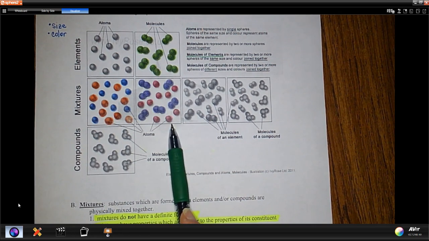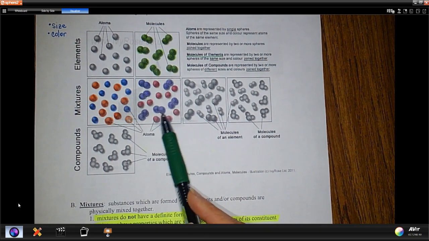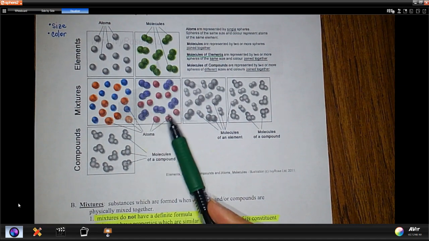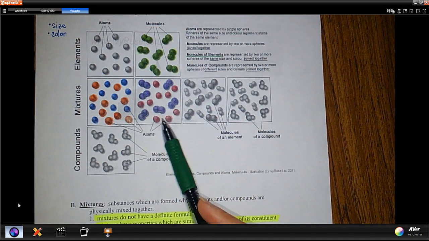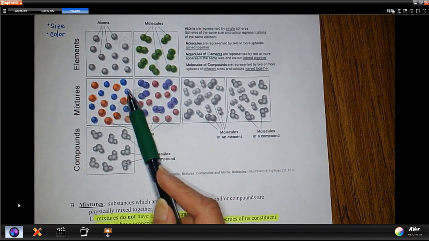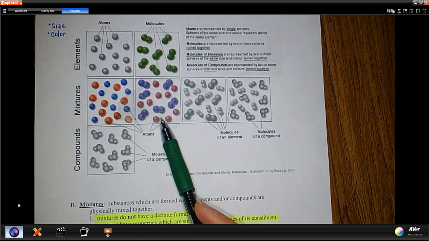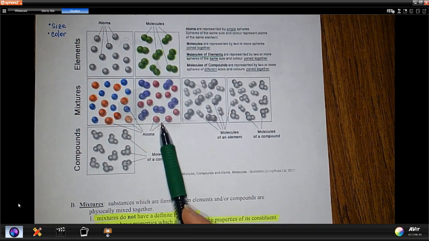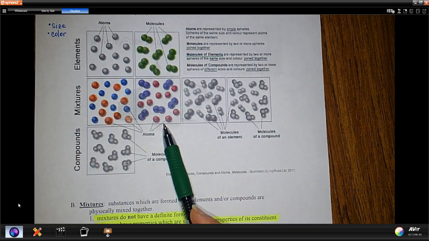If you look at the second pictogram for mixtures, now you have atoms right here, but then you've got molecules of elements also. So this could be molecules of elements and then individual atoms also. This too has different colors and different sizes. So in this case, this particular pictogram is also made up of different elements.